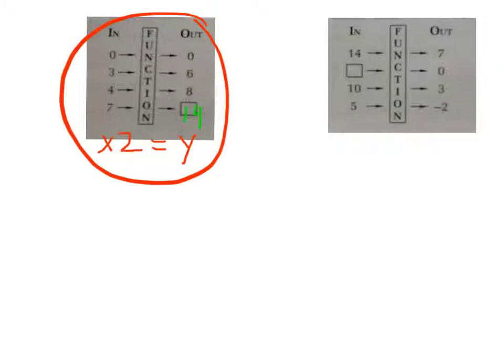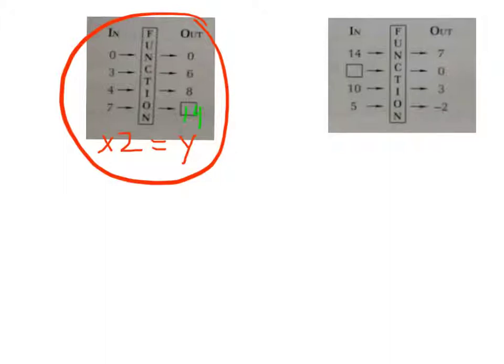So you can pick any number then that you want to and put it in for x over here. So if I put in a 10, 10 times 2, out would come a 20. Okay, if I put in a negative 4, negative 4 times 2 would be negative 8. Out would come a negative 8. So it doesn't matter what number you put in, just take it out.